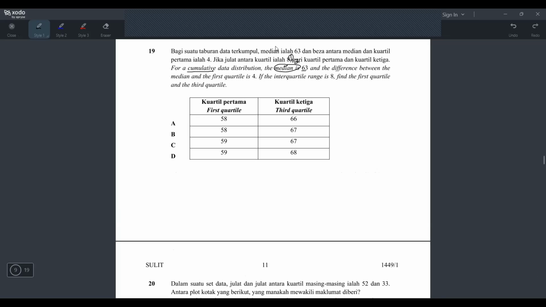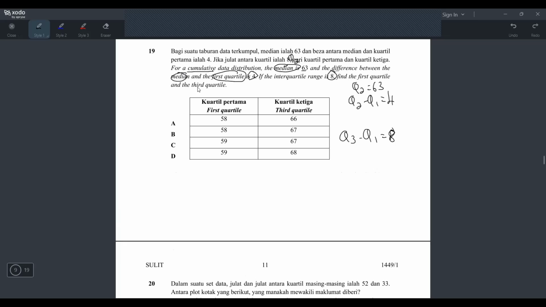The symbol of median is Q2. The difference between median and first quartile is 4. So the difference between Q2 and Q1 is 4, so we can say Q2 minus Q1 is 4. And then Q2 is 63. And then the interquartile range is 8. Interquartile range is Q3 minus Q1, so 8.